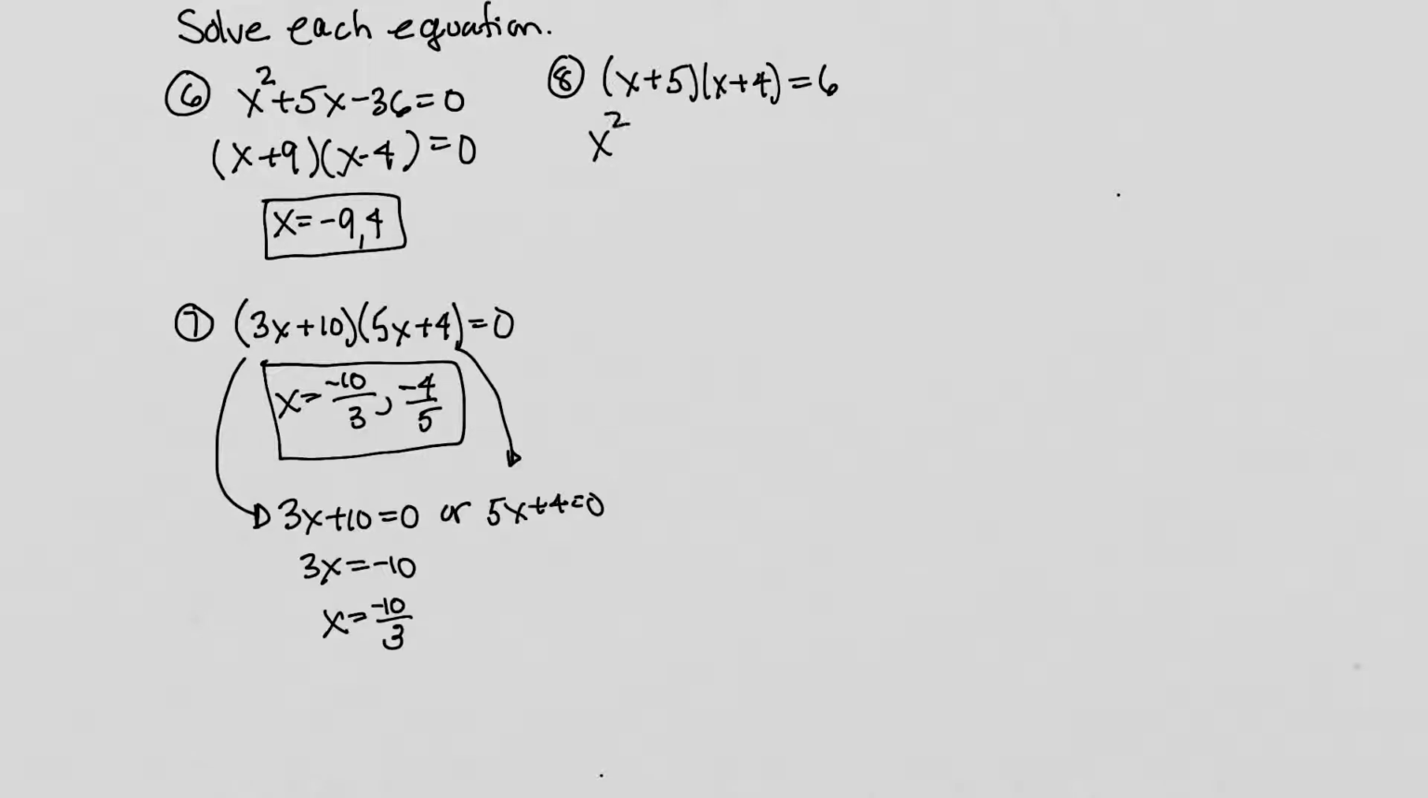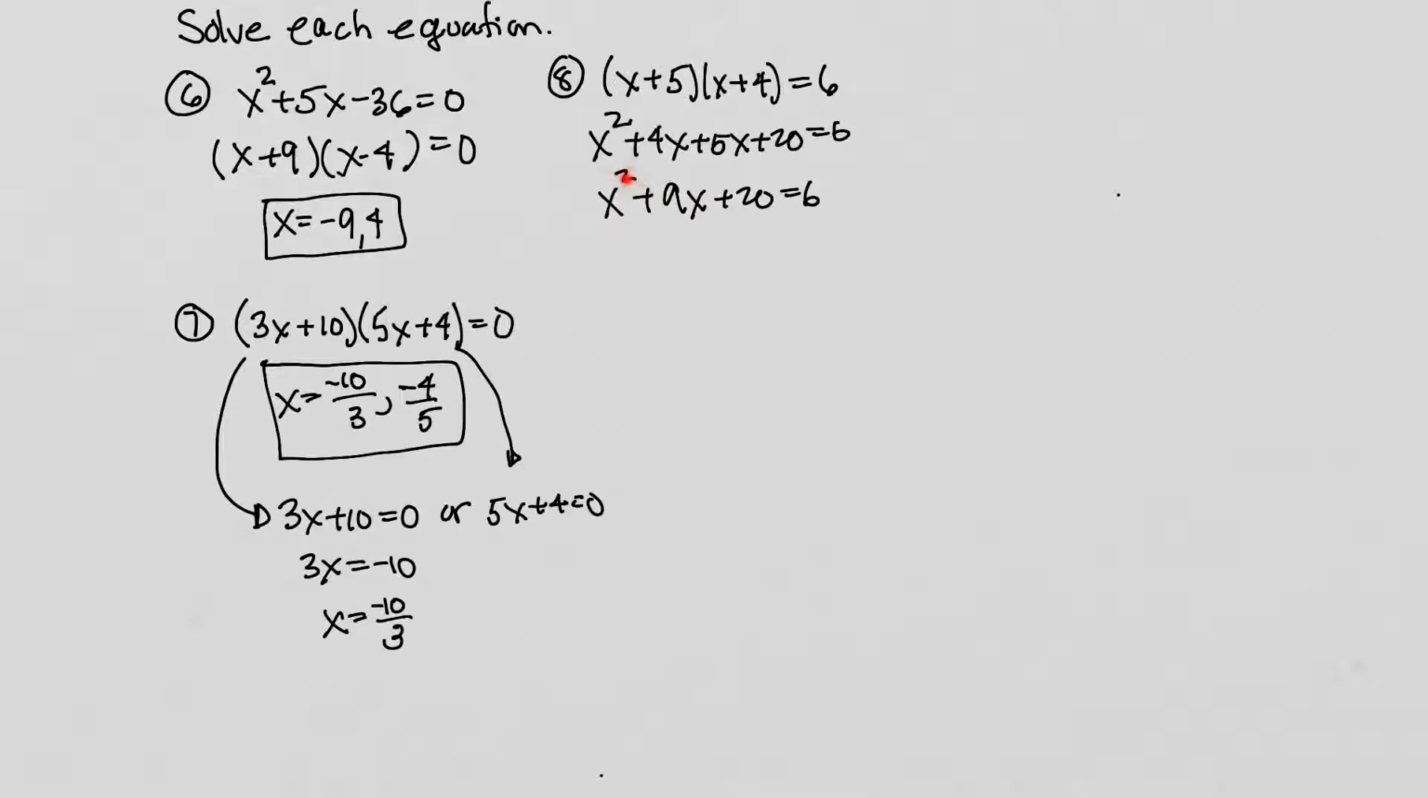We'll get x squared plus 4x plus 5x plus 20 is 6. I did it like this: x squared right there, 4x right here, 5x right here, 20 right here. Now I can combine these two, getting x squared plus 9x plus 20 is 6. And this is quadratic, right? We've got a squared term, so we know how to solve them.